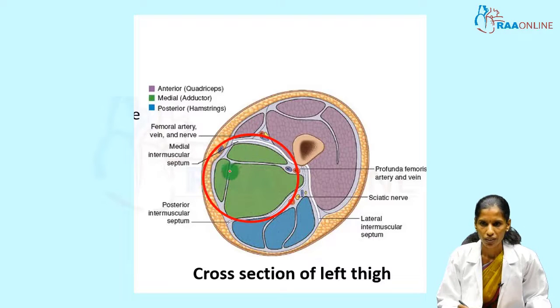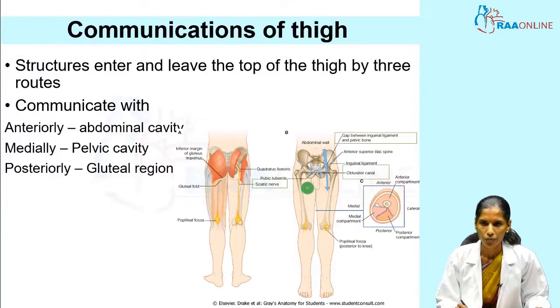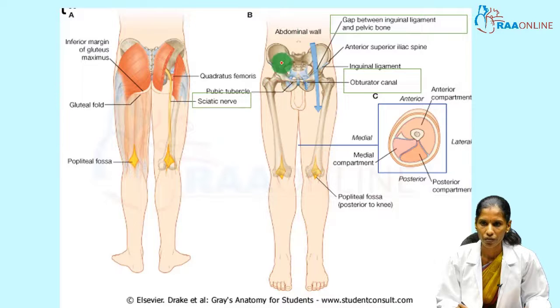The muscles present within this compartment are going to adduct the thigh at the hip joint. These muscles are present between the medial intramuscular septum and the posterior intramuscular septum. Actually, this medial intramuscular septum is not that well defined. Because of this, the fascial plane between the anterior and medial compartment is not well established except in the upper thigh. The three compartments of the thigh communicate with the trunk by means of three routes.